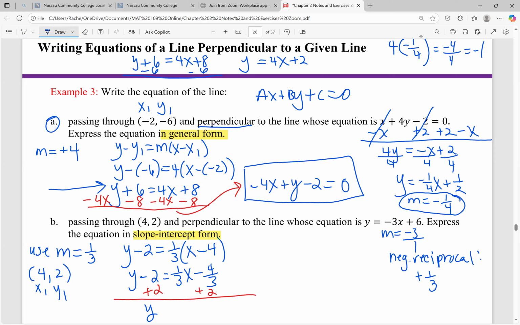So we're going to have y is equal to 1/3 x. Now we have to combine a negative 4/3 and 2, or 2/1. But we need a common denominator, which is going to be 3. So 2/1 is the same thing as 6/3, because 6 divided by 3 is 2. But now I could add negative 4/3 and 6/3. And that's going to give me 2/3.